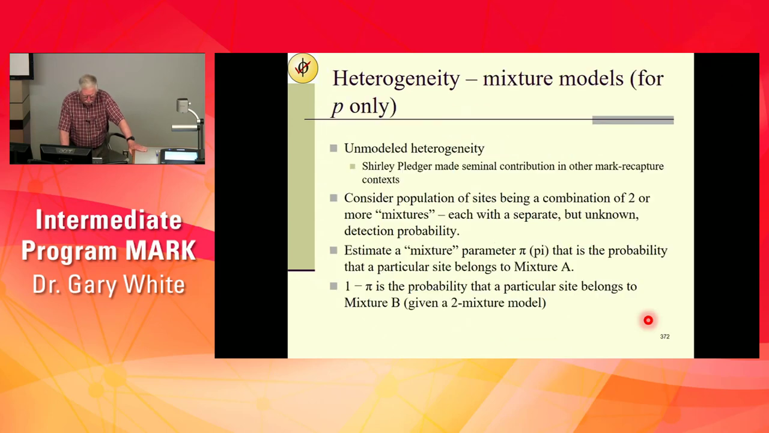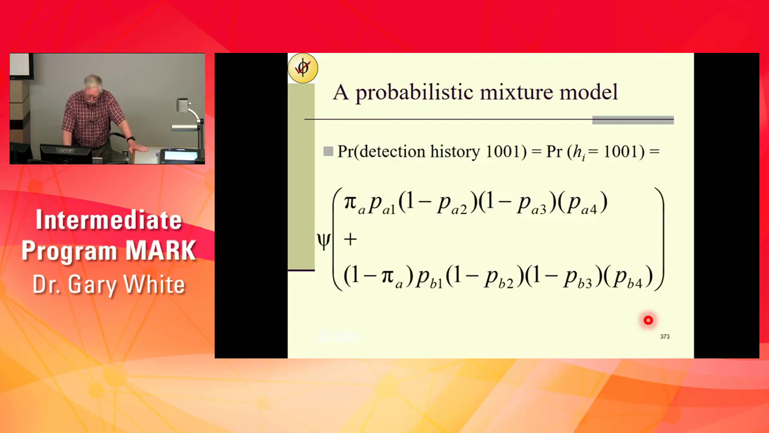The other way we can do this heterogeneity is the mixture models, only for P, can't do that for psi. We already talked about Shirley Pledger's model last Tuesday afternoon, and there's the same kind of formula we saw for the mixture models. You've got a psi out in front again, but then you've got your pi, the probability that it was in mixture A, and then 1 minus pi A is the probability it's in mixture B. Again, in occupancy models, you can have more than two mixtures if you need them, but I seriously doubt you're ever going to have that problem.